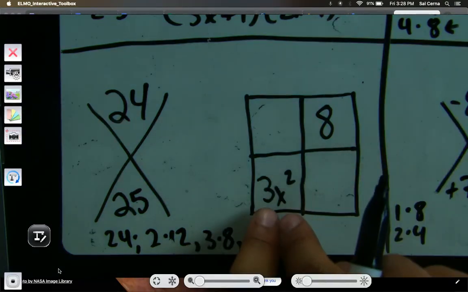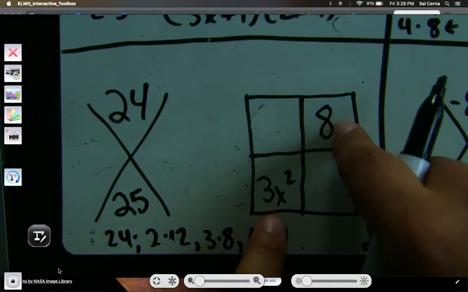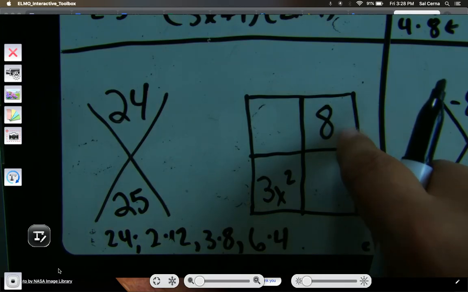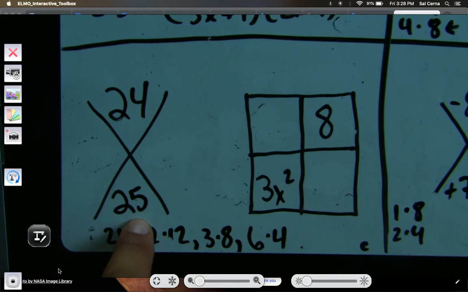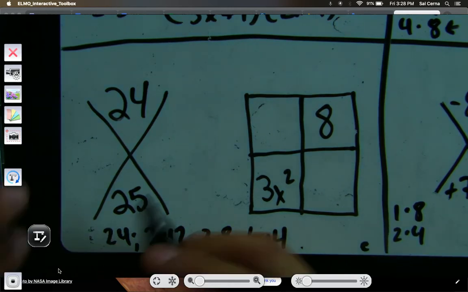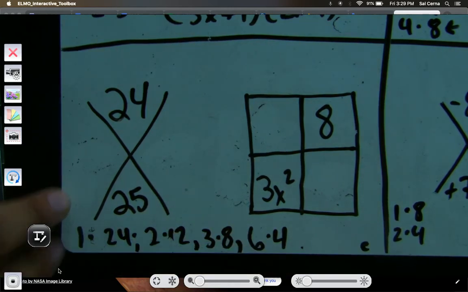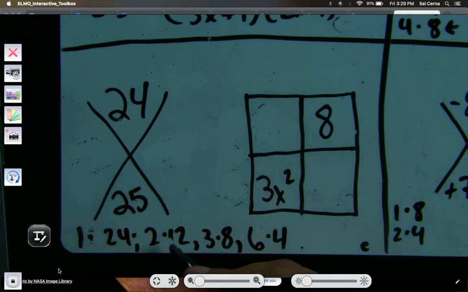The leading coefficient of my leading term is 3. The constant is positive 8. Notice that I kept the sign. 3 times 8 is positive 24. And if you remember, the middle term is 25. So here are my factors, and I kind of erased the 1. Our multiples, they make up 24: 1 times 24, 2 times 12, 3 times 8, 6 times 4.